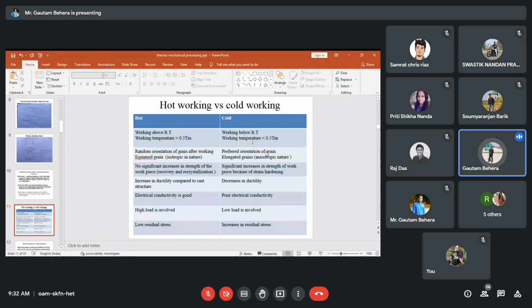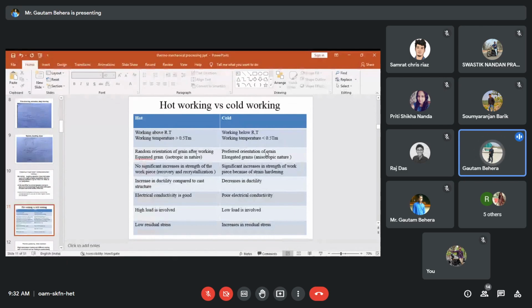So hot and cold working, the difference. I've already told you, if working is done above the recrystallization temperature, that is hot working. If working is done below the recrystallization temperature, that is cold working, right? That is the difference. Then if you look at the orientations of the grain, right?